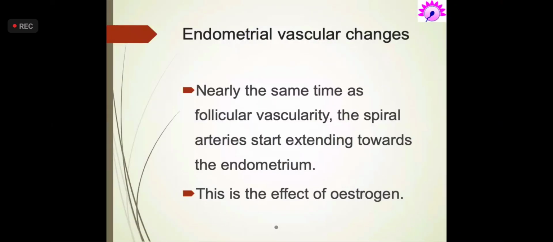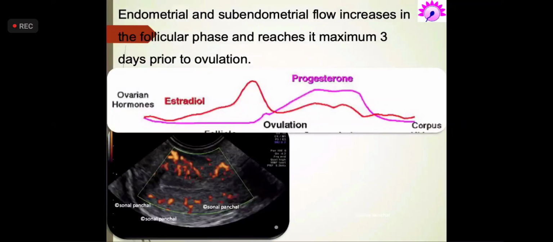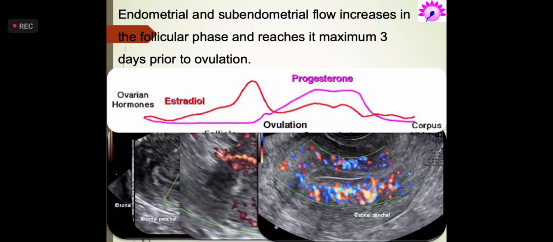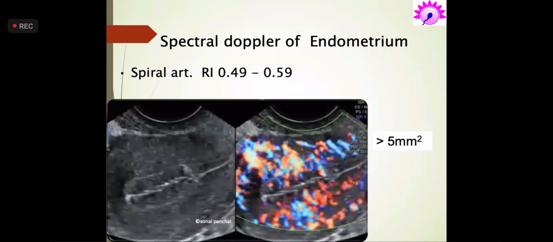At the same time, when the follicular vascularity starts, we know because estrogen is rising, the vascularity of the endometrium also starts developing almost at the same time. And the endometrial and the subendometrial flow increases in the follicular phase and reaches maximum 3 days prior to ovulation in a non-stimulated cycle. But in a stimulated cycle, it almost correlates with that of the follicular maturity. So when the follicular RI falls, that's when the endometrial vascularity also reaches almost maximum.